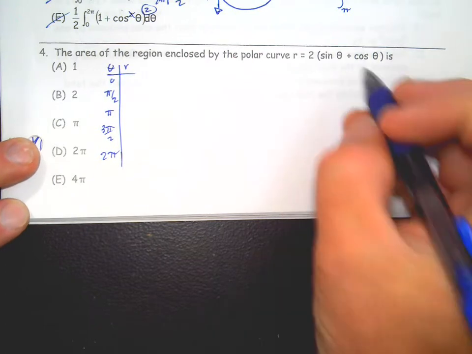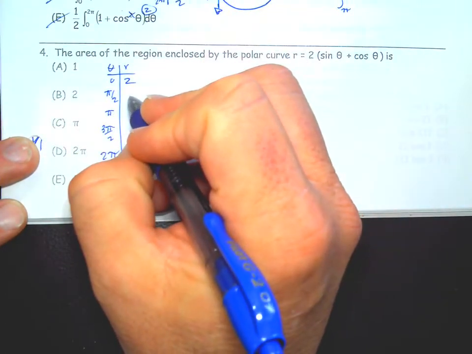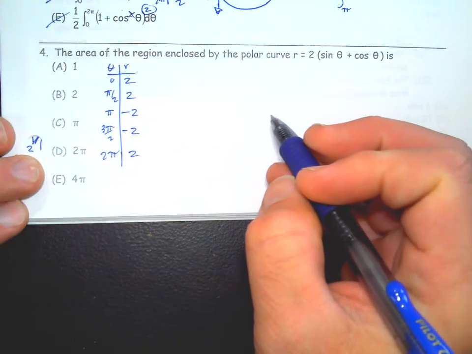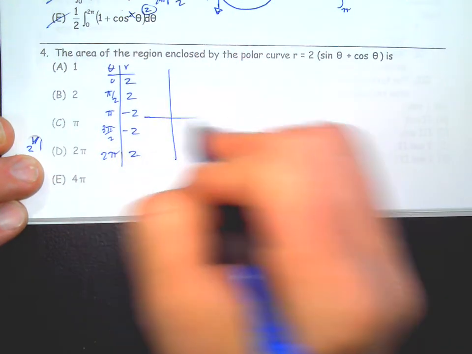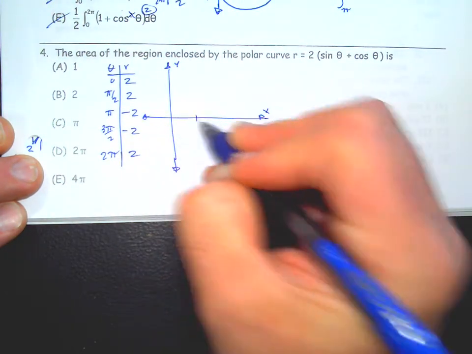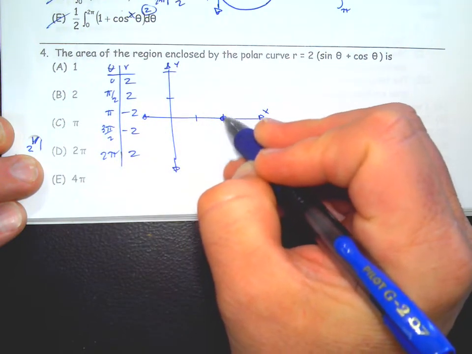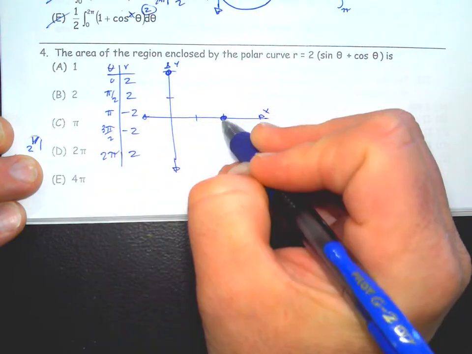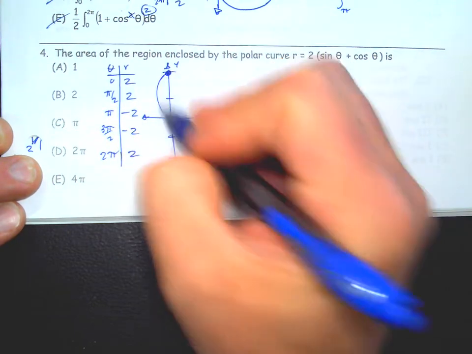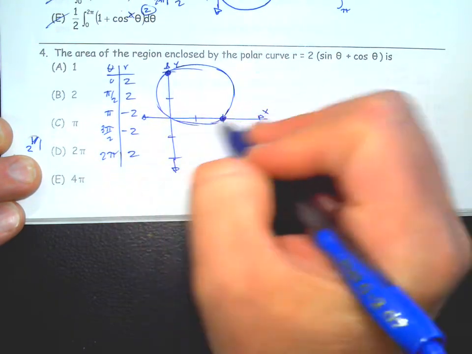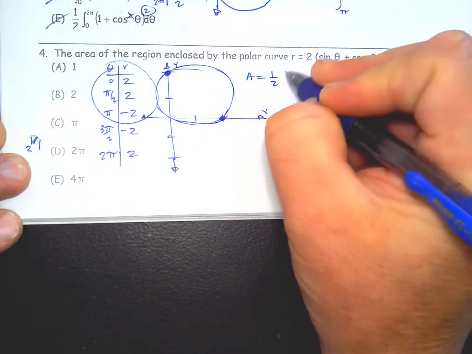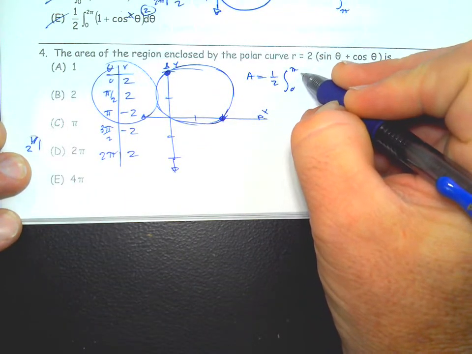But that's going to be 2. That's going to be 2. That's going to be -2. That's going to be -2. That's going to be back to 2. And so we could try and graph this. 0, 2, pi over 2, 2. Pi is over here, but it ends up back on there. 3 pi over 2 is down here, but it ends up back over here because it's probably some kind of circular shape, but it is repeating in 2 pi. So that tells us that we should probably do just 0 to pi to get the whole area.